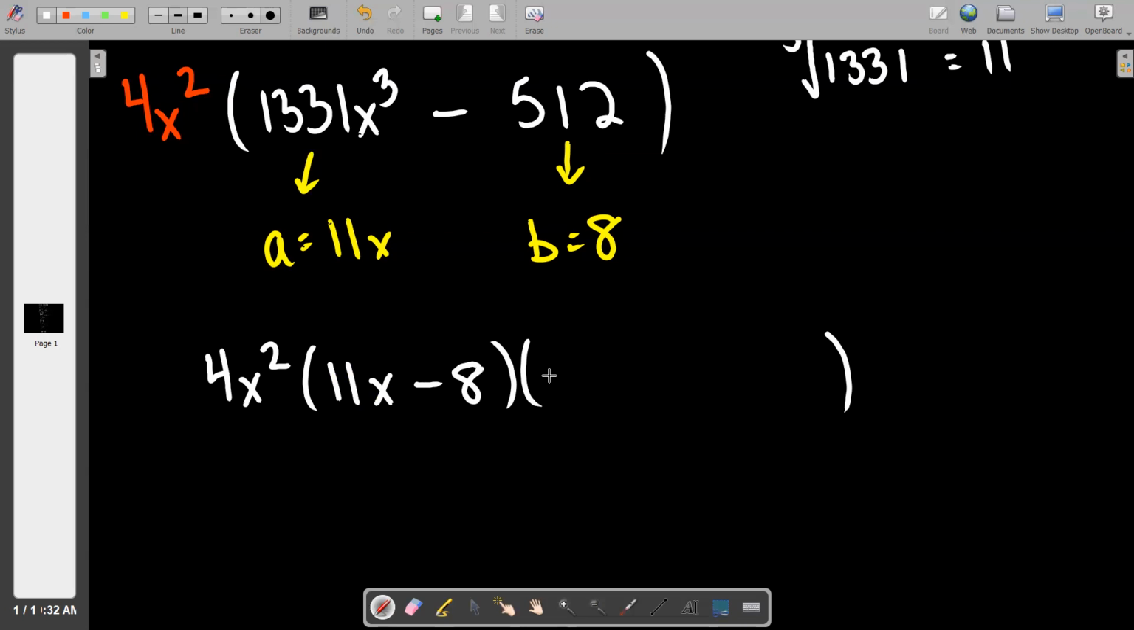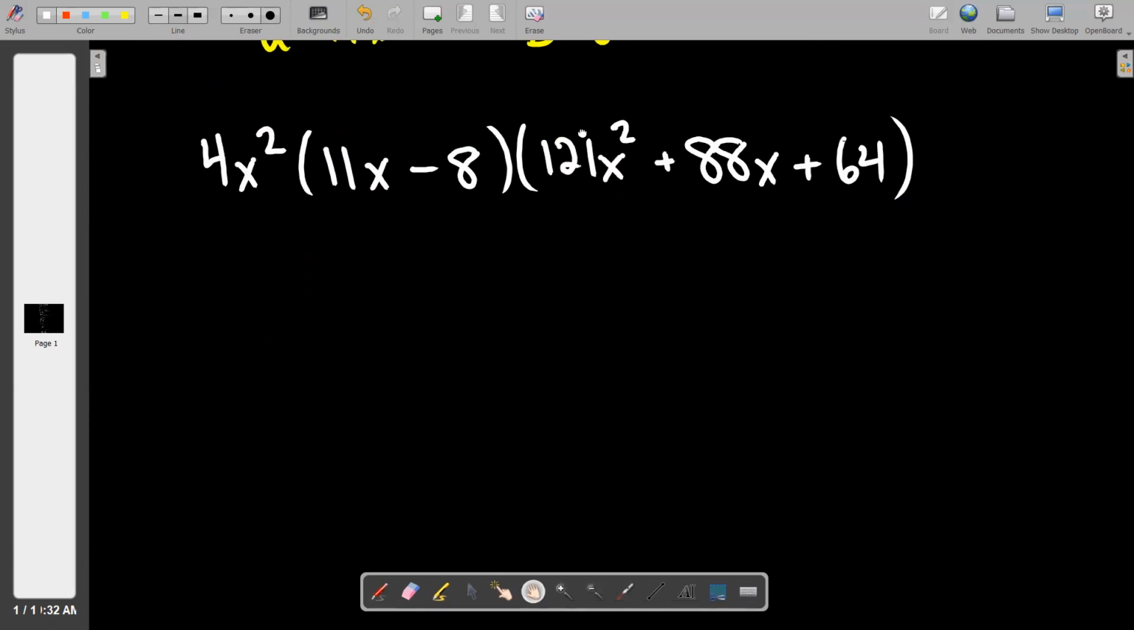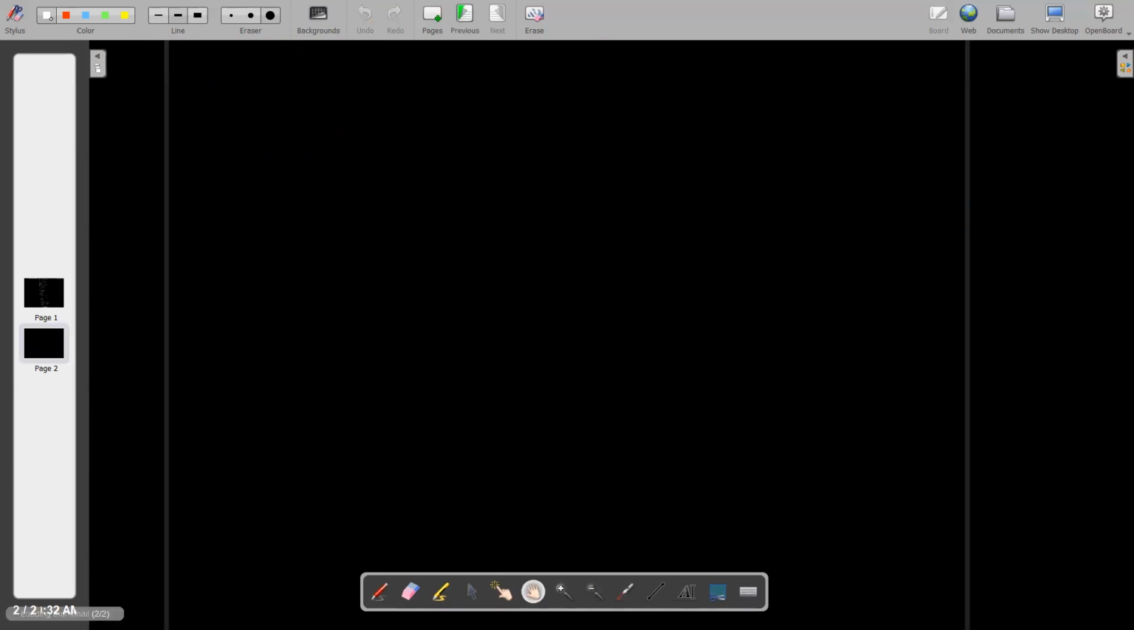Careful. 121 x squared. You're fine. Plus 88x plus 64. Done. So good. All right, one more. Promise. Last one. Ooh, I need a new page.